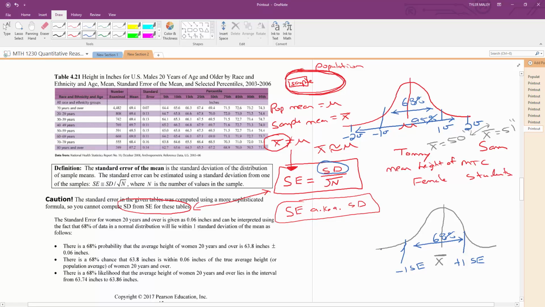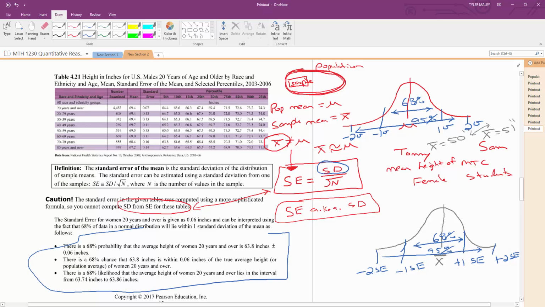And then if I go -2 standard error and +2 standard error, then I would also expect 95% still. And if I go -3 and 3 standard error, it'd be 99.7%, just as if I do 3 standard deviations up to -3 standard deviations, being 99.7% of the data. So using that idea, that's how we get these sentences, this interpretation.